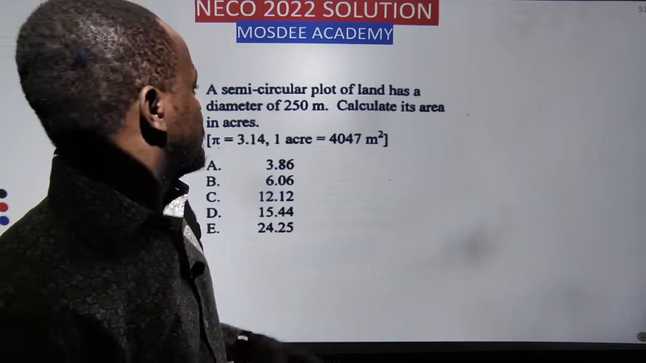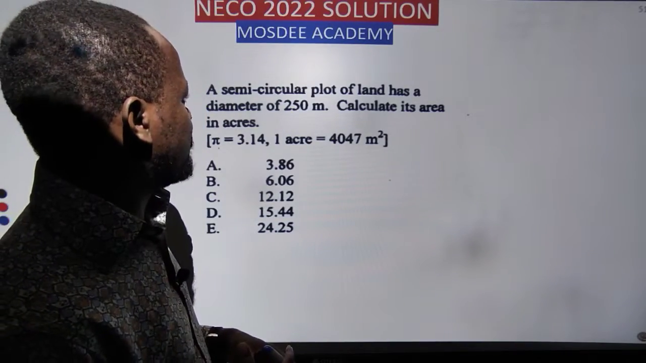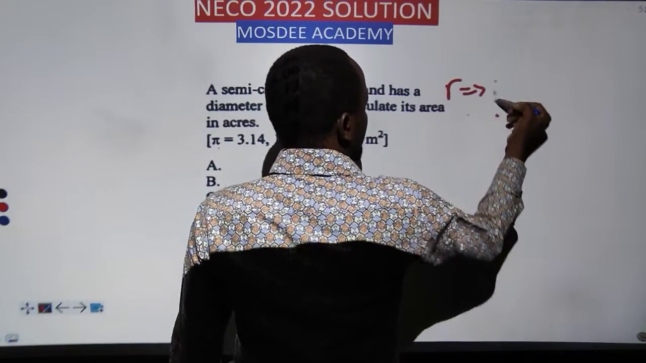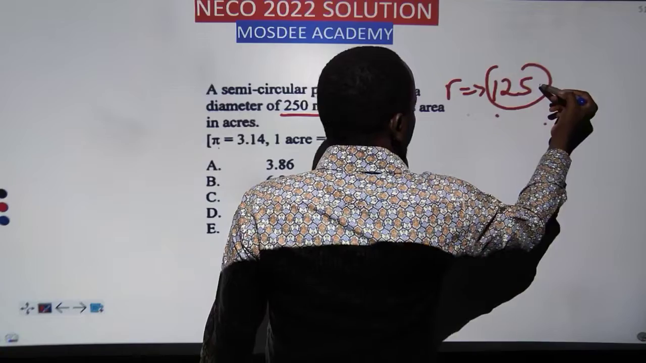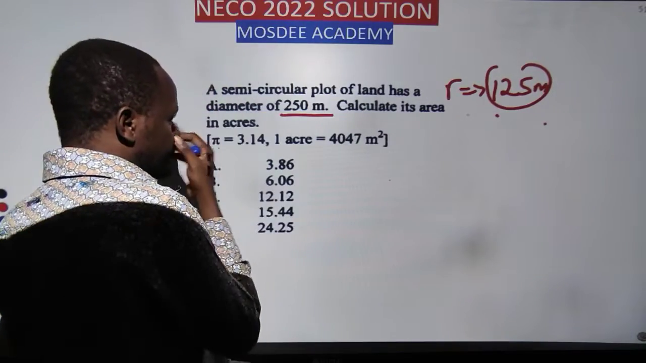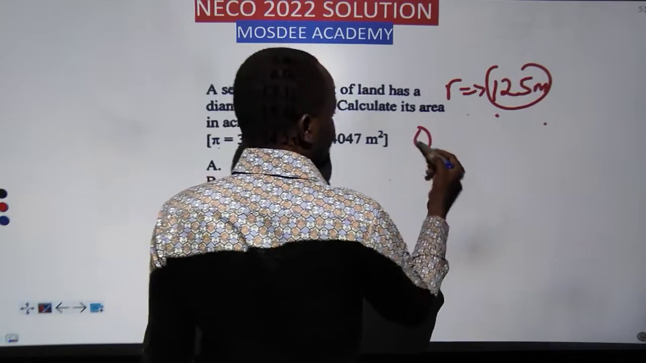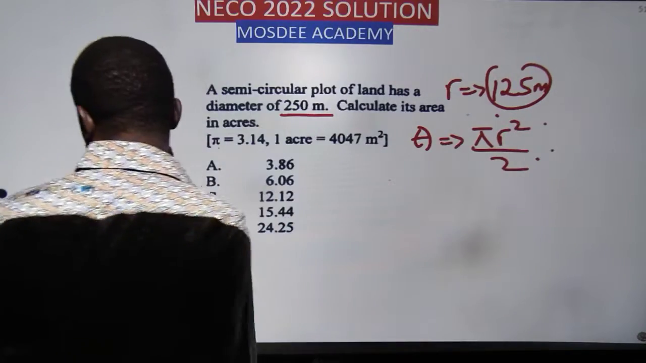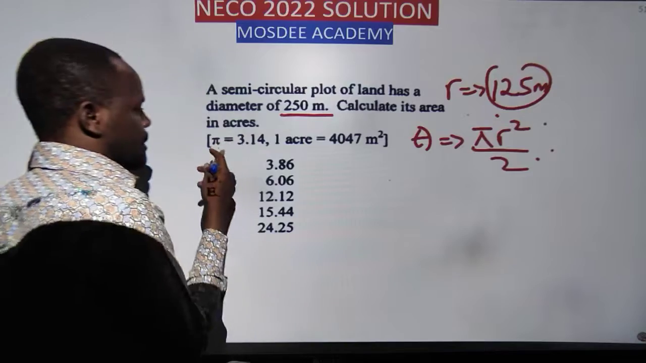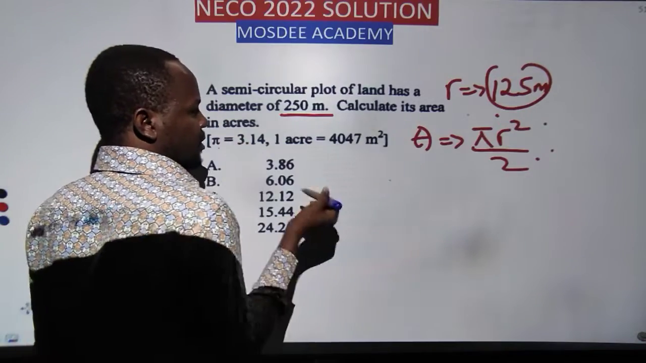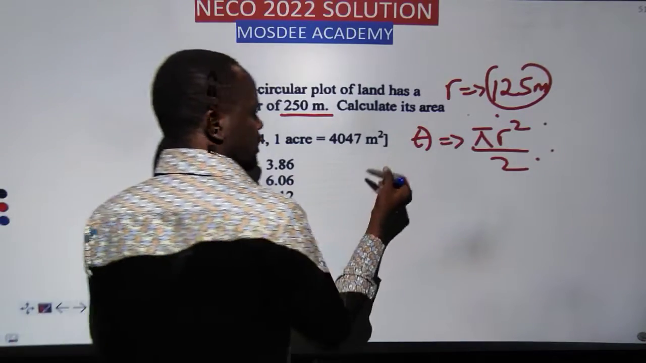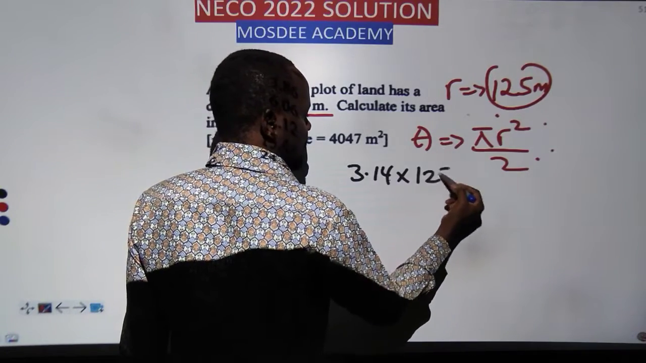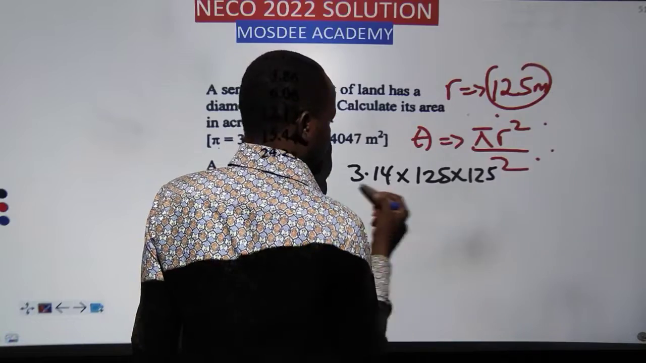I'm rushing, guys. So, please, a semicircular plot of land has a diameter of 250. So the radius is half of the diameter, 125. I divided by 2. I hope you get it because we are rushing. Calculate the area. The area of a semicircle is half of the area of a circle, so divide by 2. Pi is 3.14, and then I will convert from meter to that unit. So 3.14 times 125 times 125 divided by 2.